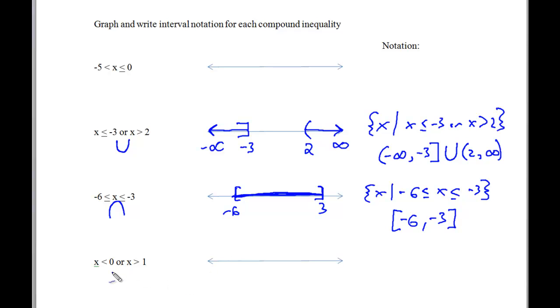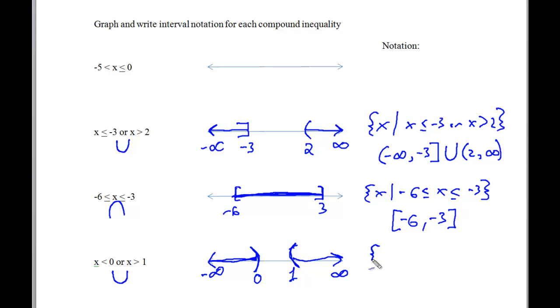This is another union problem, and it's a union because it's "or." I can either have x less than 0, so here's my 0, and it's going into the negatives, to negative infinity. And this is going to be the 1, so it's going to be positive. So this is going to go to positive infinity.